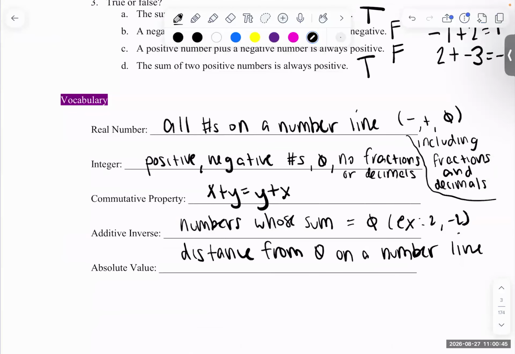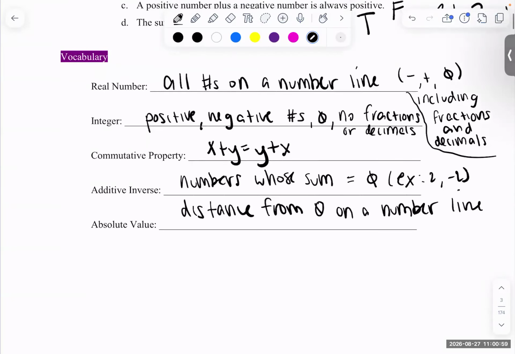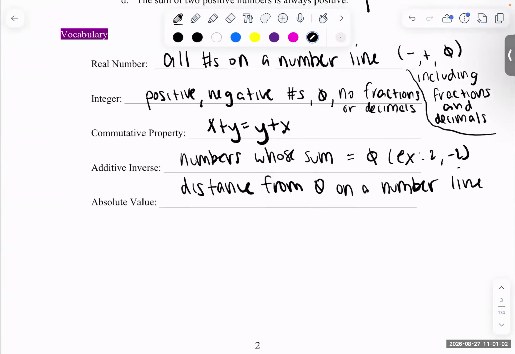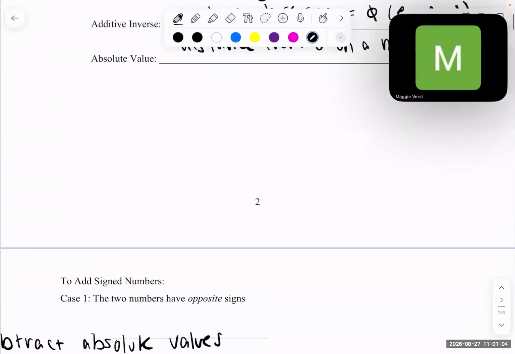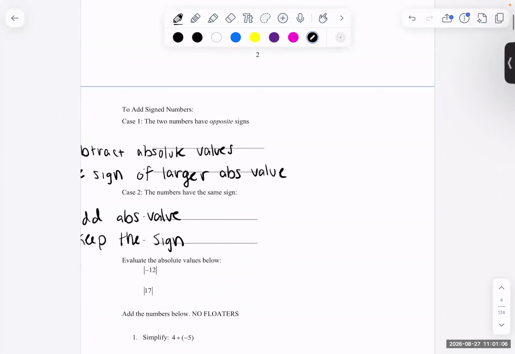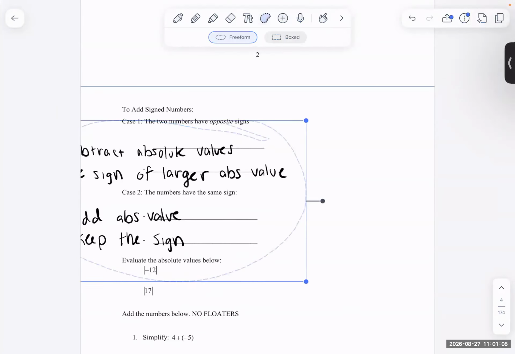So now here we've got some definitions. A real number is any number on the number line: positive, negative, and zero. It includes all fractions and decimals. Integers are what I call counting numbers, right? You count to them. Commutative property, basically you flip and it's going to be the same on either side. Additive inverse is going to give you zero, and absolute value is distance from zero on a number line.